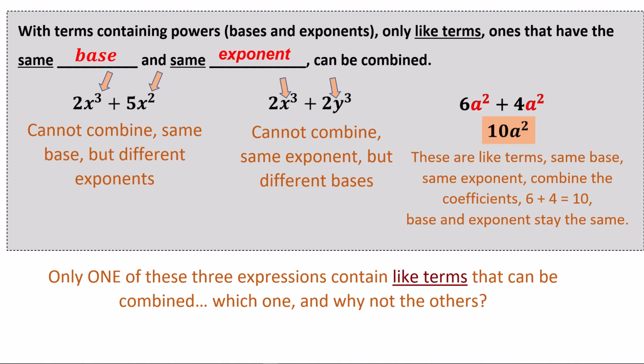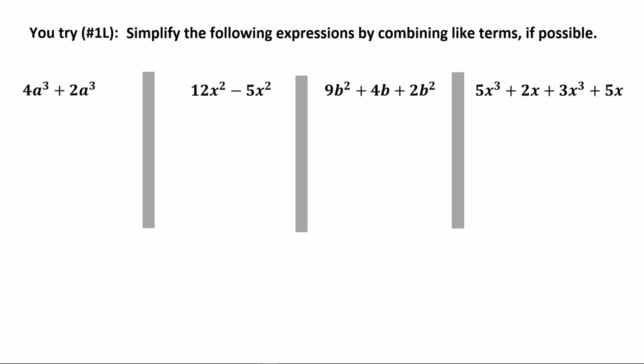Try these four expressions, simplifying them by combining like terms if possible. In this first one, we have 4a cubed plus 2a cubed. Those are like terms because a is the same base, 3 is the same exponent, and so 4 plus 2 is 6. The answer is 6a cubed.